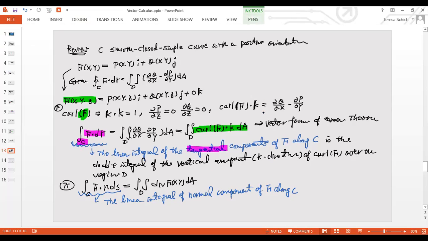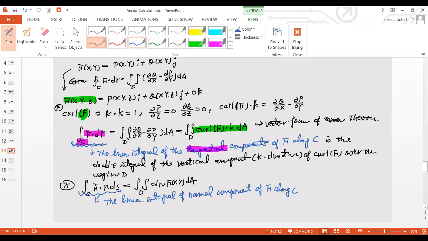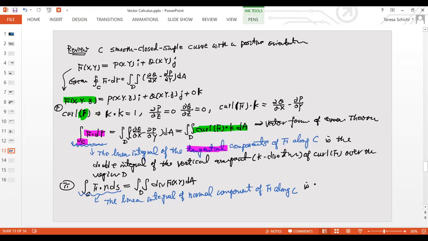Okay, so what is that? This is the normal components, right? So that means it is the double integral of the divergence of F over the region D.